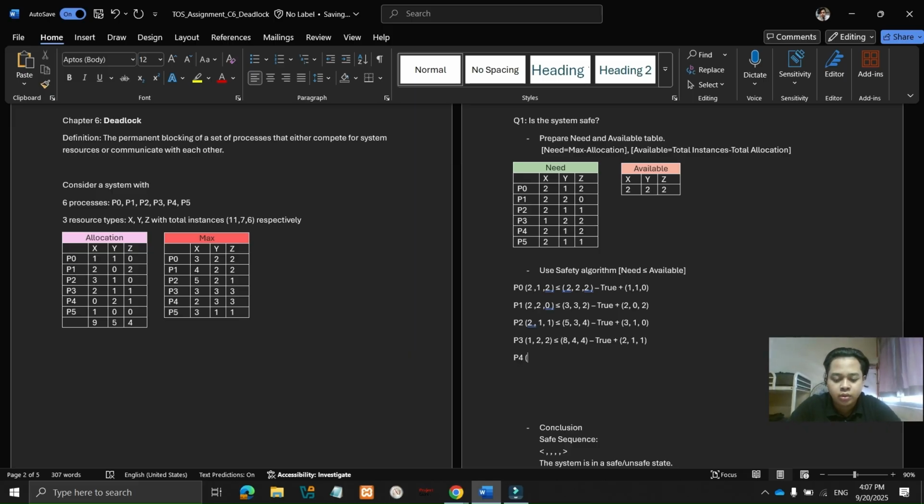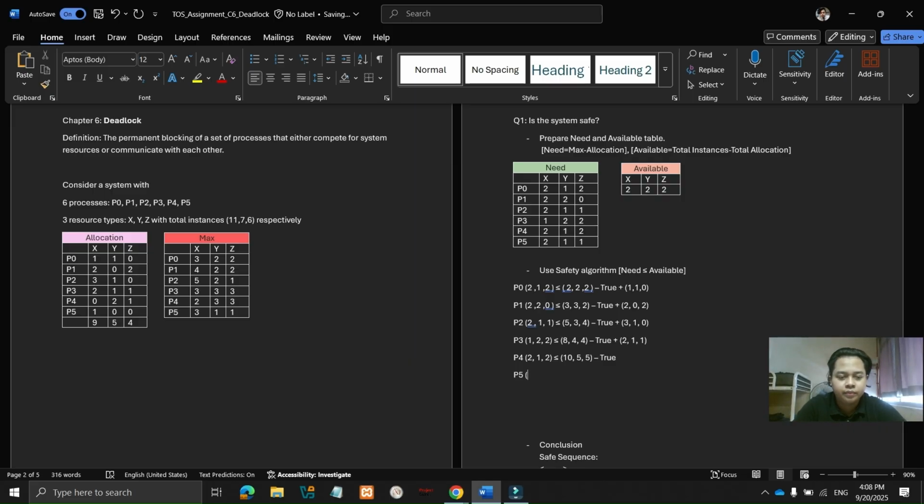Then need of P4 is 2 1 2, and updated available 10 5 and 5. Then check the value, it is also true, and proceed to P5.